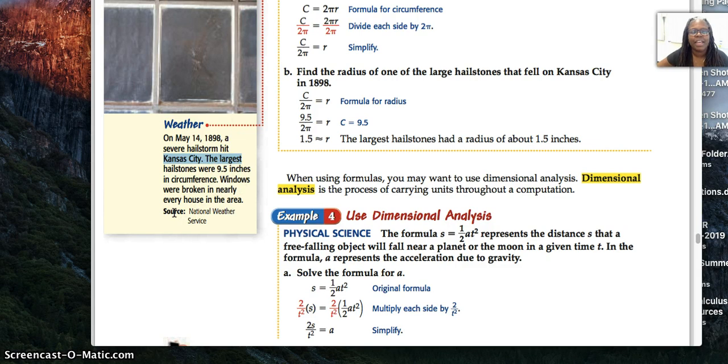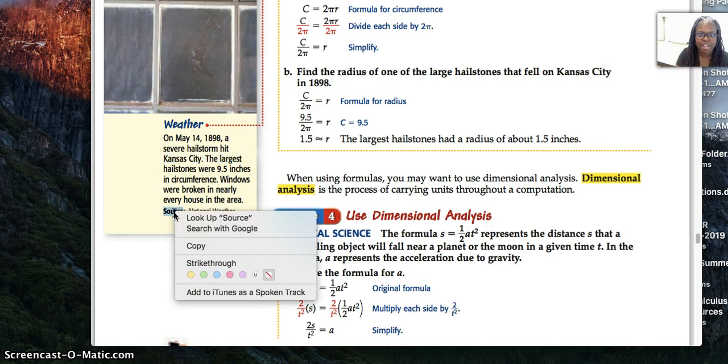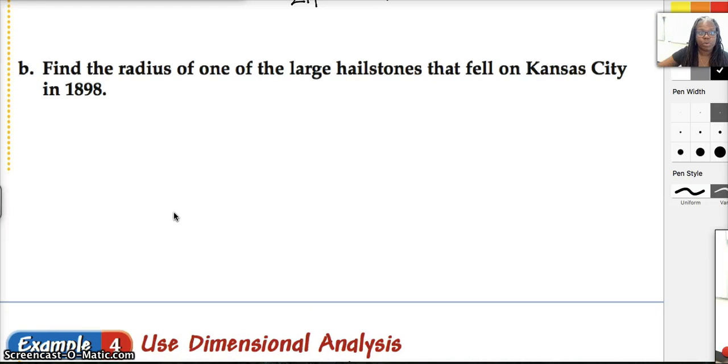Windows were broken in nearly every house in the area. Pretty impressive. So let's remember that information. 9.5 inches was the circumference of those pieces of ice during that hailstorm. So with that in mind, let's see if we can answer this question. It says, find the radius of one of the large hailstones that fell on Kansas City that year. So we remember that the circumference was equal to 9.5 inches, which is pretty huge.